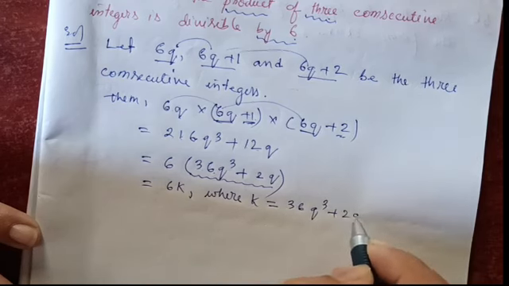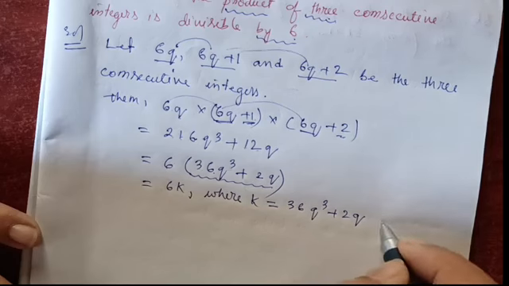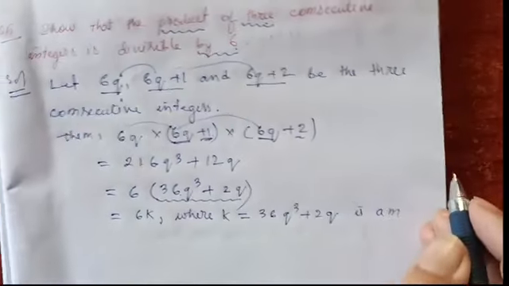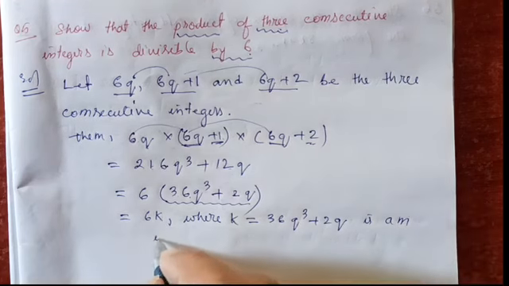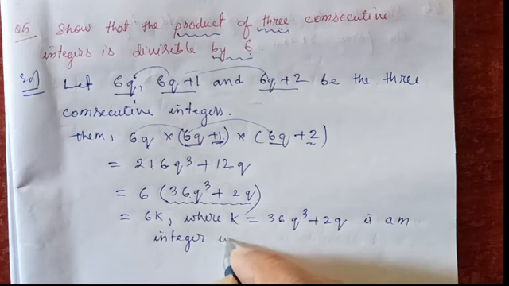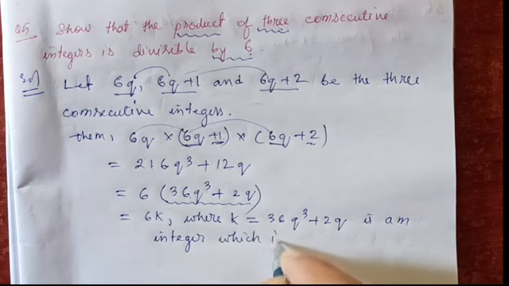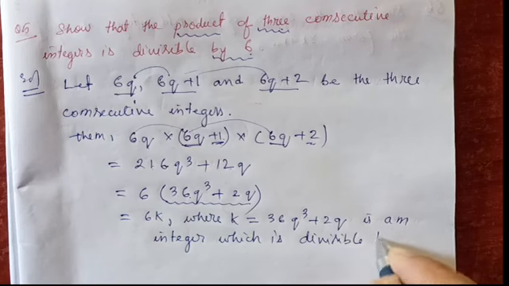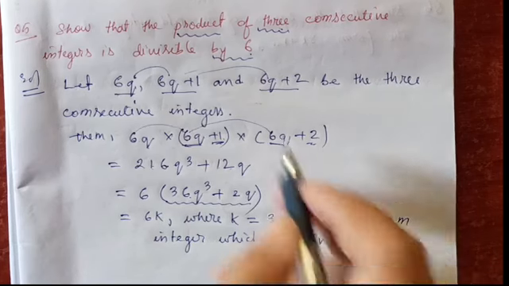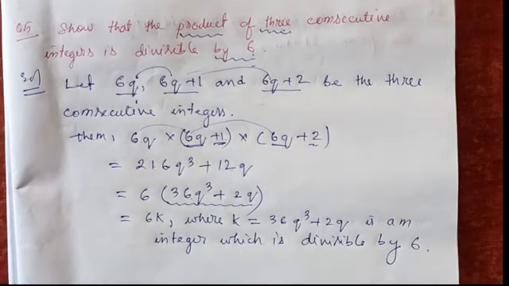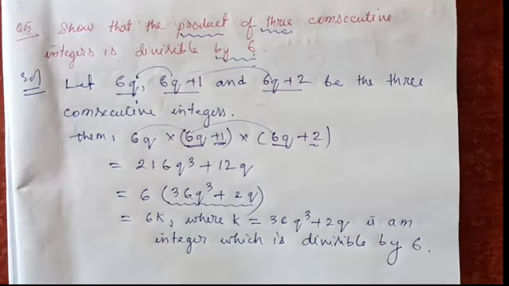36q to q, right? So an integer which is divisible by what? Divisible by 6. Okay, I hope you are clear with this question.